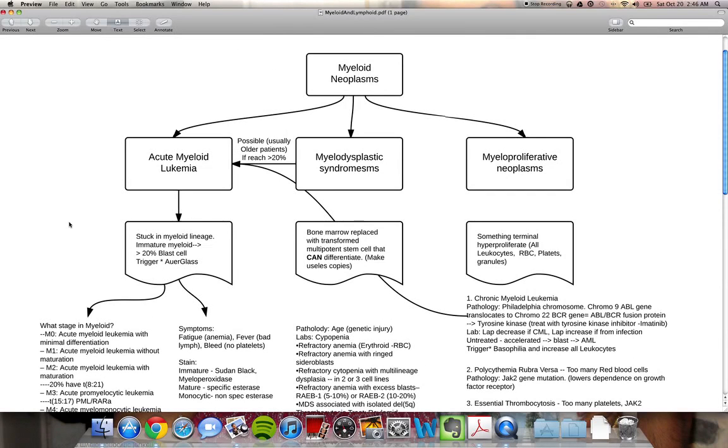Okay, let's move on. So we talked about acute myeloid leukemia, where you get stuck. Now let's talk about myelodysplastic syndrome. In myelodysplastic syndrome, again, your bone marrow is being replaced, and instead of getting stuck somewhere, you have a multipotent stem cell that can differentiate. It can continue the process down. However, whatever the final products are going to be useless. So if you're making useless products, your functional availability is not there. So you're going to have a cytopenia. You're going to have a lack of something in that lineage.